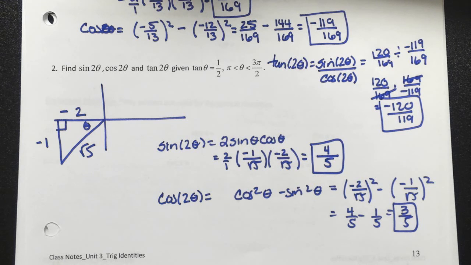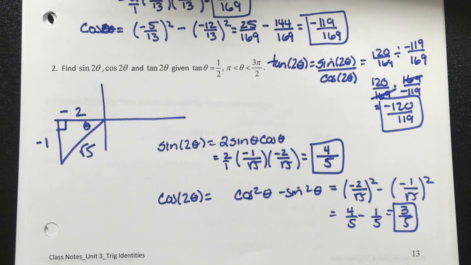So I think the double angle formulas are a little bit actually easier to use than the sum and difference formulas. But like I said, it's just making sure you can set up those triangles and find the sine and cosine ratios and plug them into the correct formula. Any questions on that one?